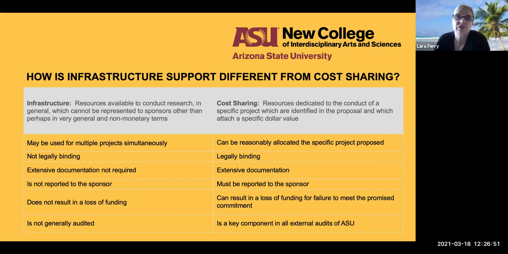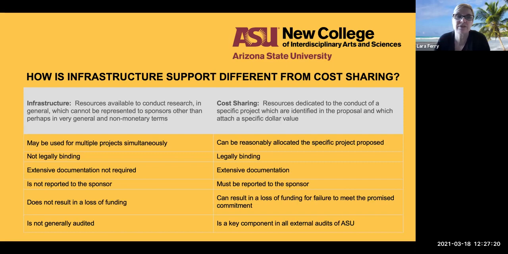So infrastructure refers to resources that are available to conduct your research more generally, even in the absence of grant funding. Because it can cover many projects and many uses, it's difficult to represent to sponsors in terms other than very general. So it's hard to say how much of your space is dedicated specifically to a project. In cost sharing, we're talking about resources dedicated specifically to the project you're proposing to that funding agency.